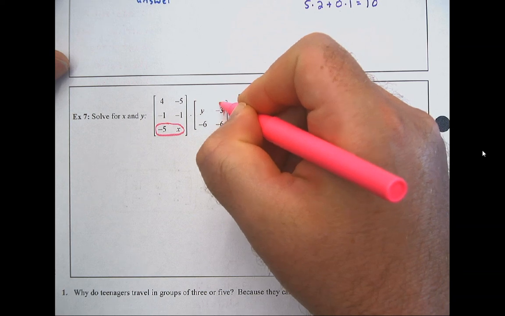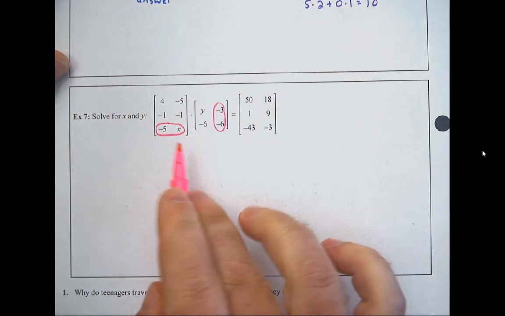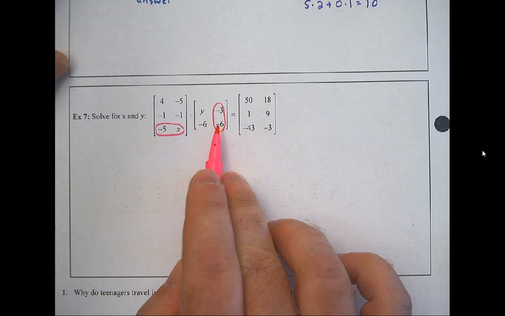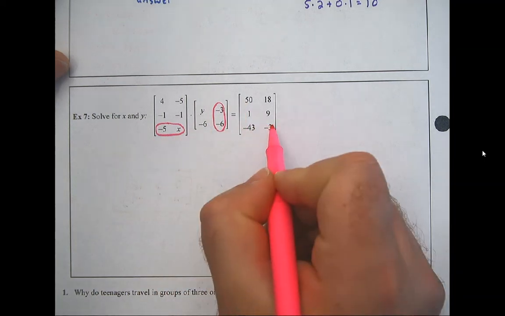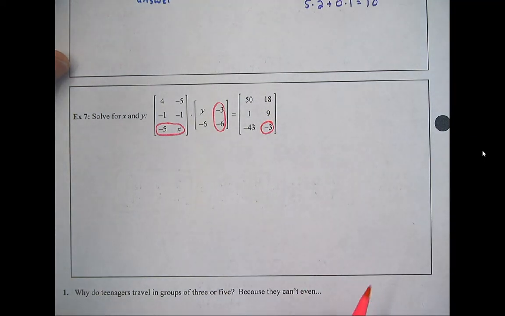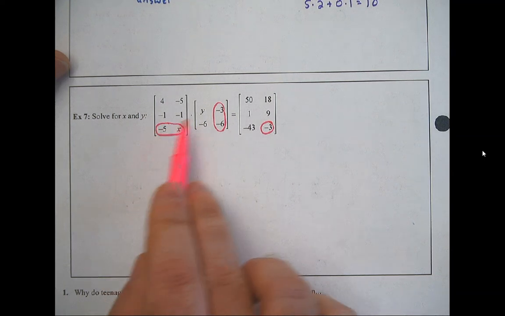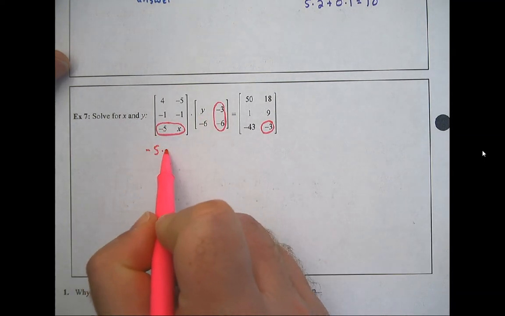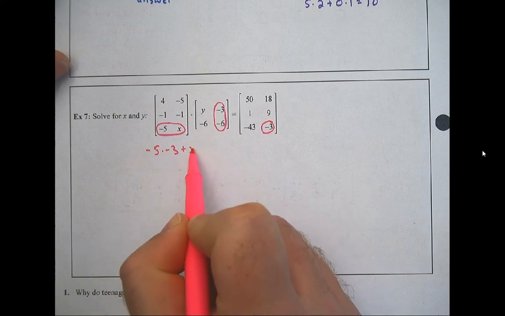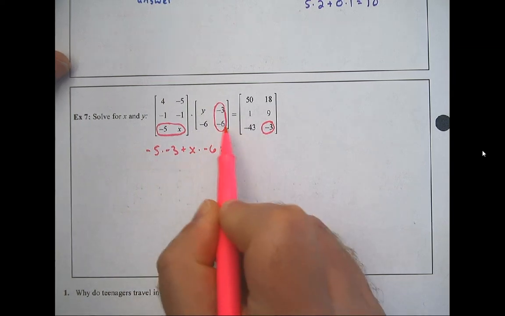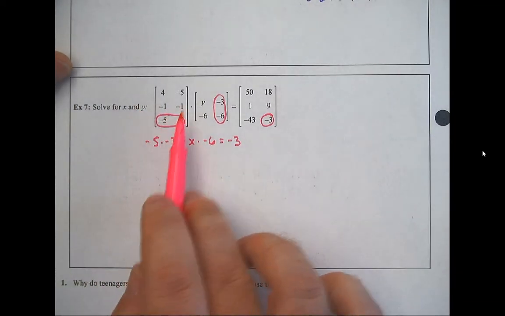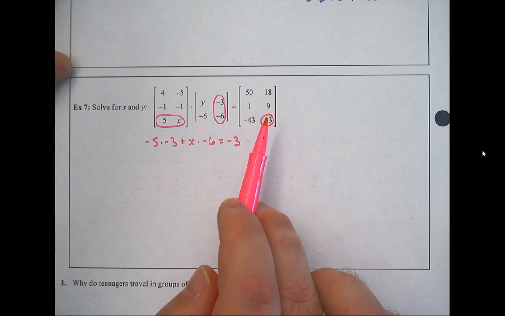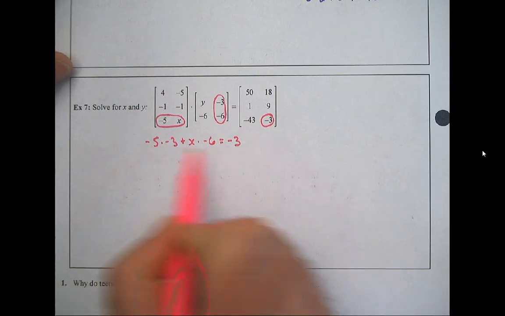So I can choose whichever columns and rows that I want to use. I'm going to use row 3 and column 2. So row 3 and column 2 would come together to make the entry in row 3, column 2, which is the negative 3. That's what I'm going to use to build my equation. So negative 5 times negative 3 plus x times negative 6 should end up being negative 3. When I do this row multiplied by this column, I should get this term. Now this is something that I can start to solve.